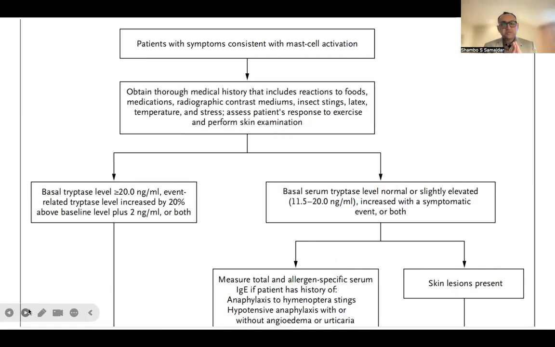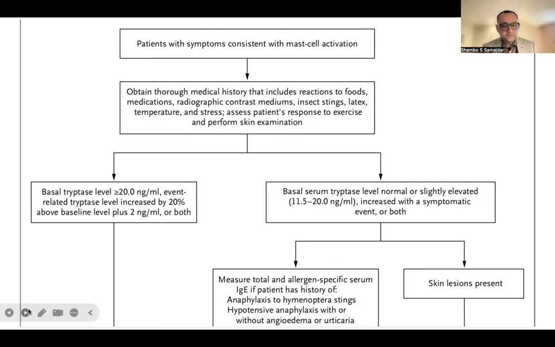So patients with symptoms consistent with mast cell activation, that could be obtained through medical history. That includes reaction to foods, medication, radiographic contrast mediums, insect stings, latex, temperature, and stress. Then we need to assess the patient's response to exercise and also do some skin examination. Then go for the tryptase value, and there could be two possibilities.